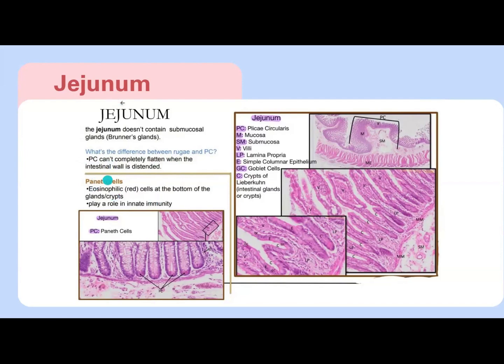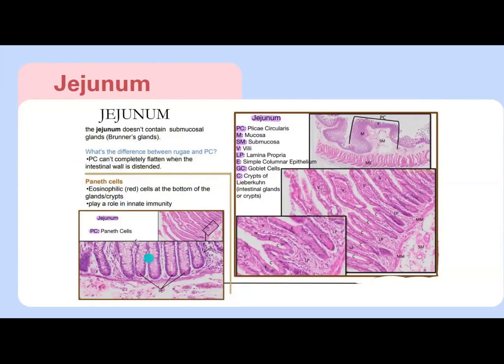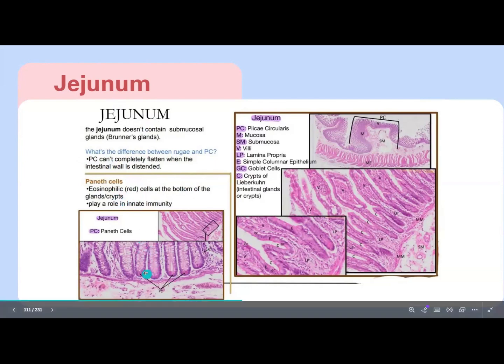Now, the jejunum, what is really important to know about it? The Paneth cells. What are they? They are eosinophilic, basically meaning that they are red when you stain them. They are eosinophilic cells at the bottom of the crypts. If you look at the crypts right here at the bottom, there are these really red cells. These are the Paneth cells. Their role is in innate immunity.